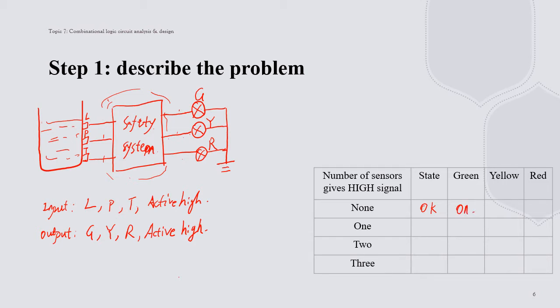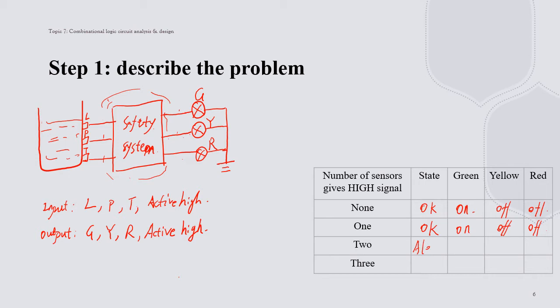So right now, let's not put 1, 0 yet. I just put the green light on, so these two will be off. If one of the sensors gives a high signal, if you recall the description, it's still considered OK. So still the green light on, the other two off. If two sensors give a high signal, which means there's something wrong, you need to be aware, but it's not very critical.